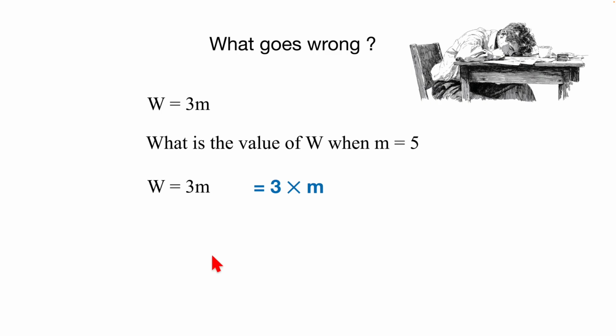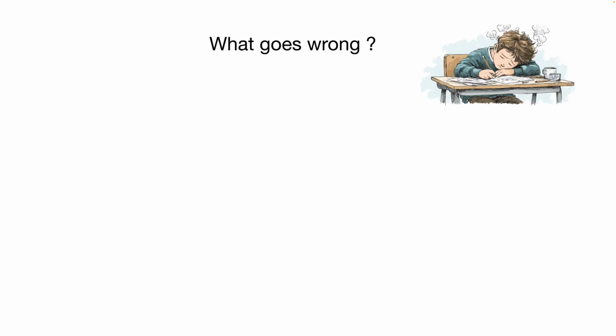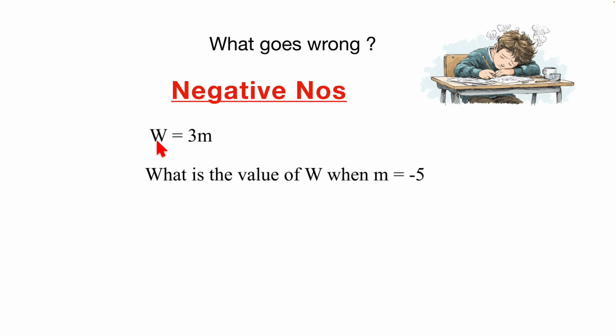So, multiply. What else goes wrong is another student who's having a rough day in the examination centre. Negative numbers. Don't get me started on negative numbers. W equals 3m. What is the value of w when m equals minus 5? Oh, I'm just going to replace m with minus 5. I've now got 3 minus 5, which is minus 2. No.